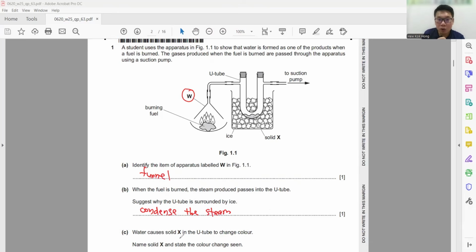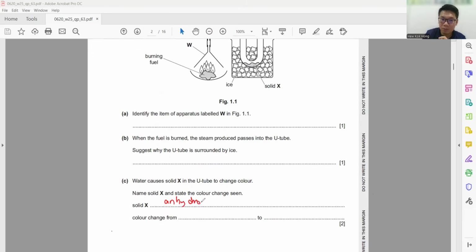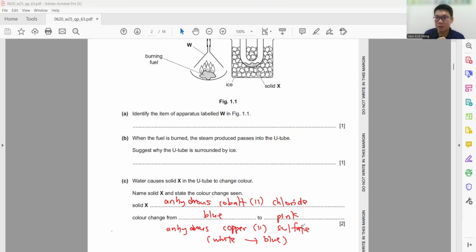C. Water causes solid X in the U-tube to change color, so we put a solid X to confirm the presence of water. Name the solid X and state the color change seen. In our syllabus, we learned two indicators to test the presence of water. Anhydrous cobalt(II) chloride changes from blue to pink. The second indicator you can use is anhydrous copper(II) sulfate. The color will change from white to blue when water is present.